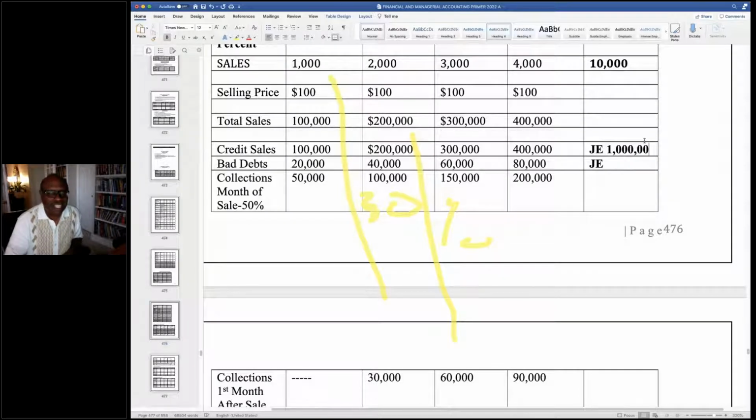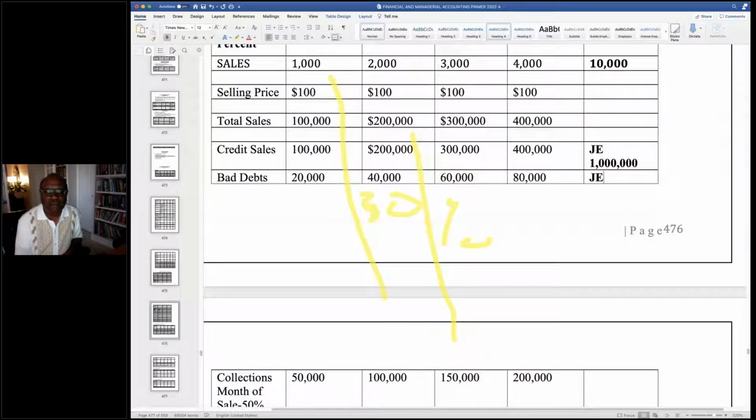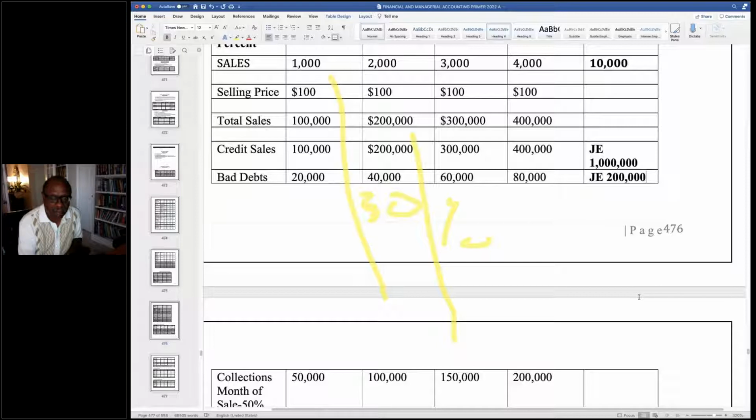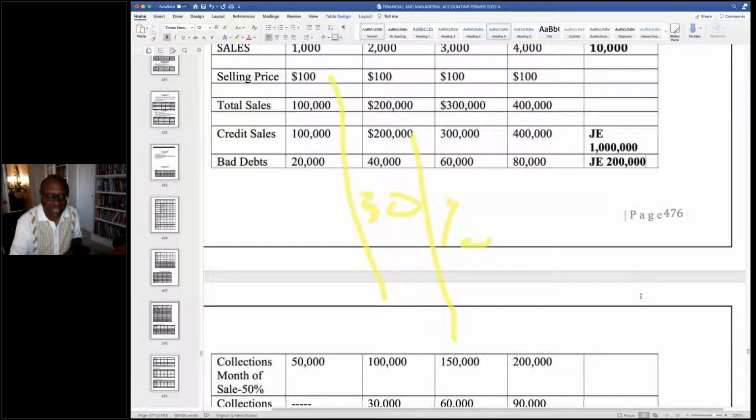So that's a journal entry. How much of the bad debt is going to be? $200,000. I concur. Journal entry. And what are our total collections? 680,000. Can I trust you? All right, I will. You can trust Excel.